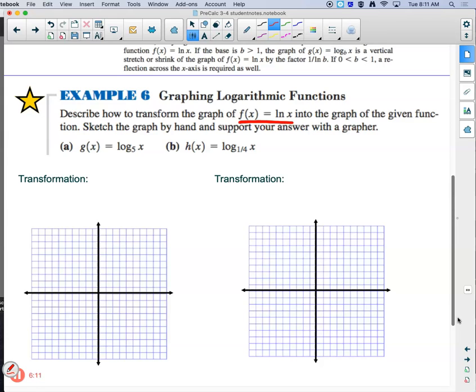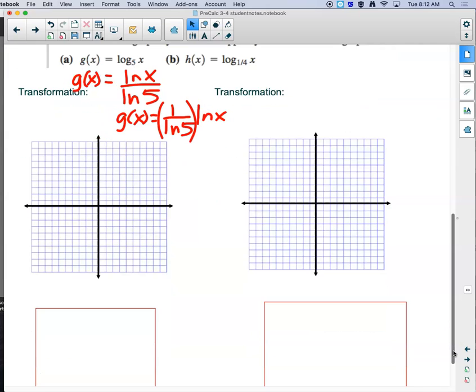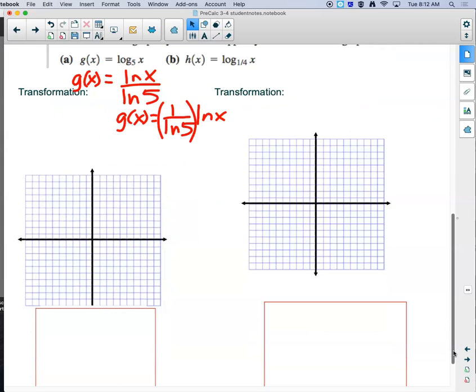Alrighty, so we have the transformation. And the first thing they want us to do is rewrite this using that change of base formula. So the natural log of x over the natural log of 5. And then use the fact that the natural log of 5 being in the denominator means that we could rewrite this as 1 over the natural log of 5 times the natural log of x. I can see already I'm going to need a little bit more space here.